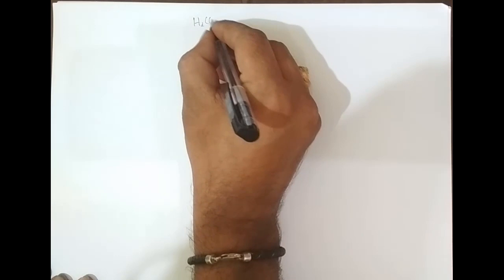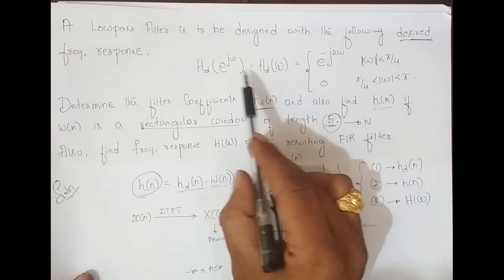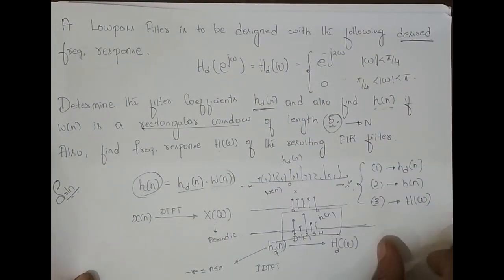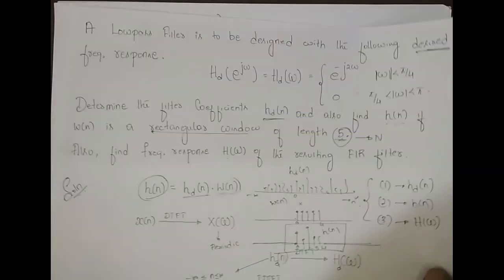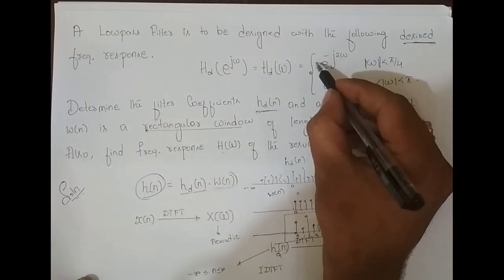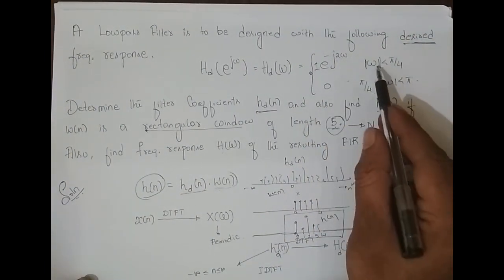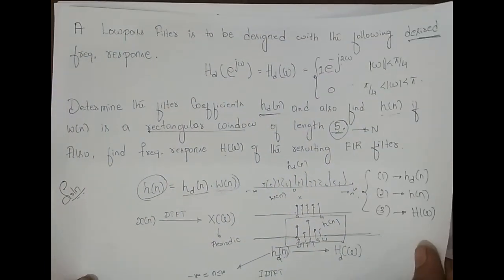First we shall try to plot the given frequency response HD of omega, so that we can visualize what's happening. It's a low pass filter, so I'm trying to plot the given HD of omega. HD of omega is e power minus j 2 omega, where 1 is the magnitude and this is the phase, for magnitude of omega less than pi by 4.